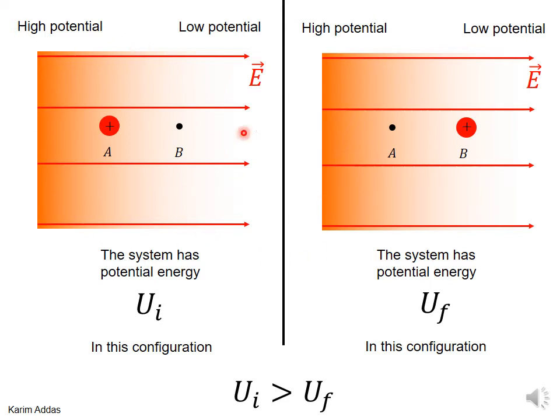You have two different configurations, and it is important to mention the word configuration. The first configuration is when the plus charge is at point A. This is one configuration, and this configuration has a certain energy, U initial. This is the next configuration, the final configuration, where you have the positive charge at point B. So this configuration has a potential energy U final. And the energy of this configuration, U initial, is bigger than the energy in the final configuration, U final. U initial is bigger than U final.